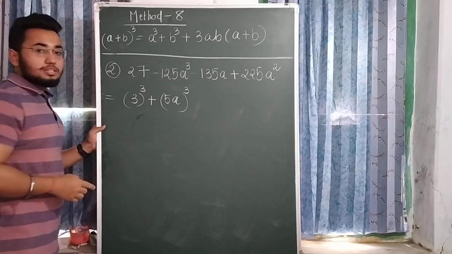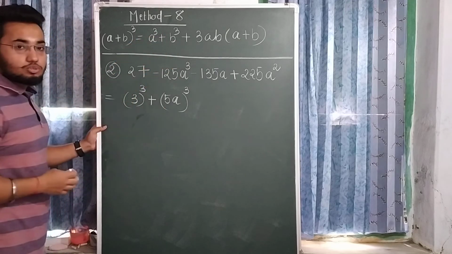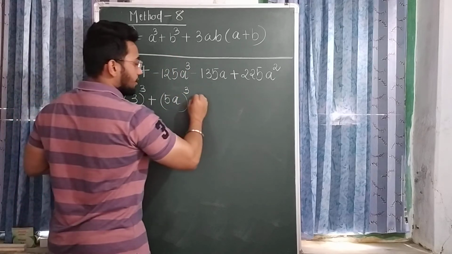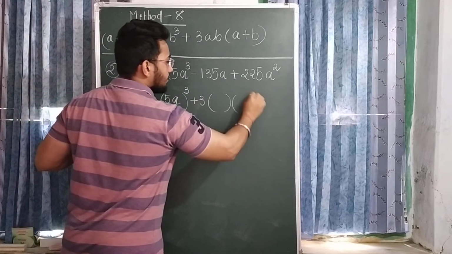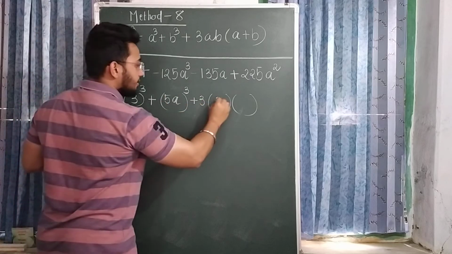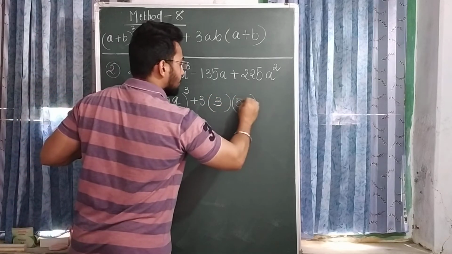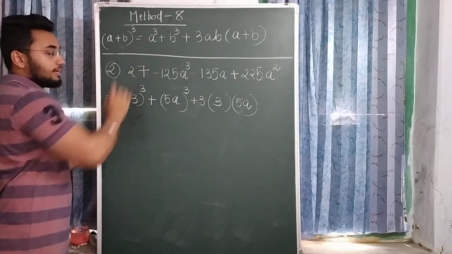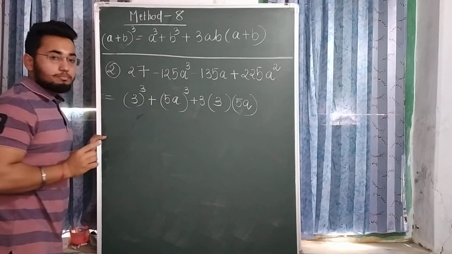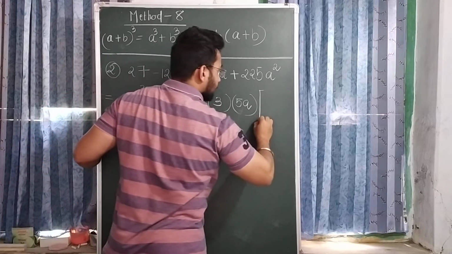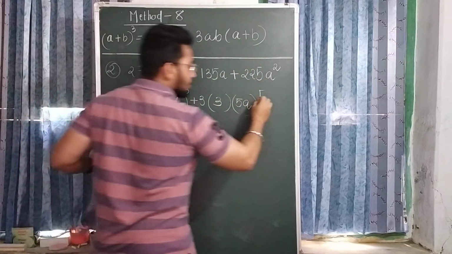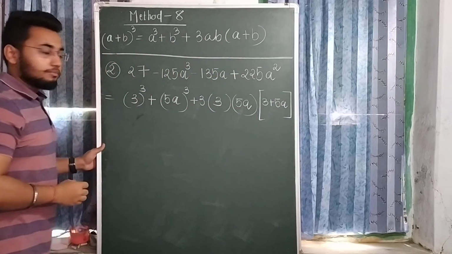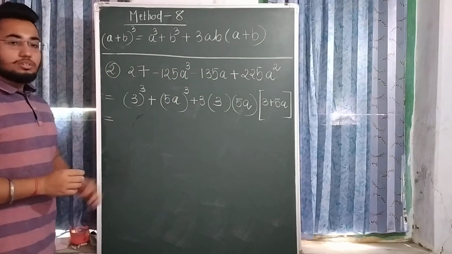I am writing here plus. Simple. I am taking all the terms first of all positive. Then after I will put sign. A cube plus b cube plus 3ab. You see 3ab. This is a, this is b. You see in this example I am putting 3 in place of a and 5a in place of b. A plus b means 3 plus 5a. Okay. Now check the sign.